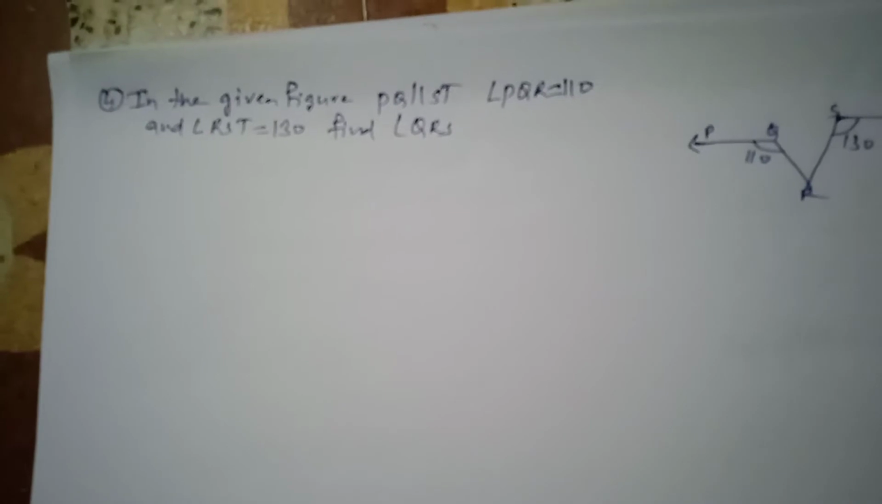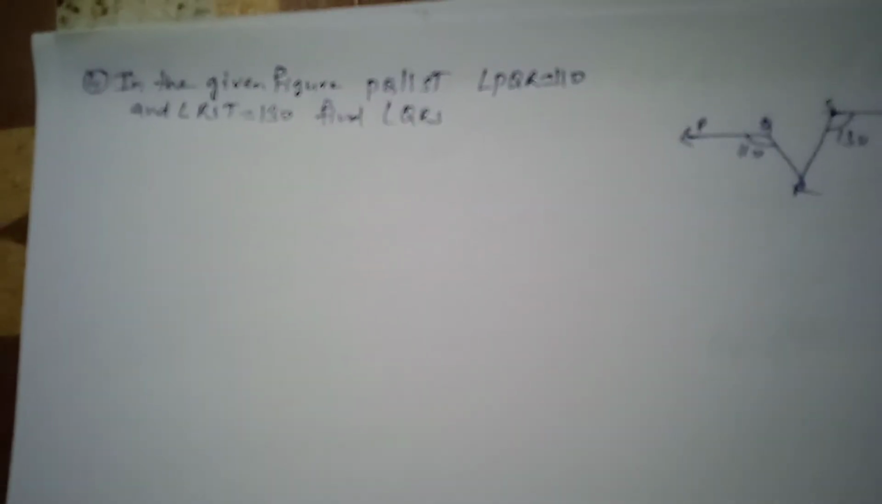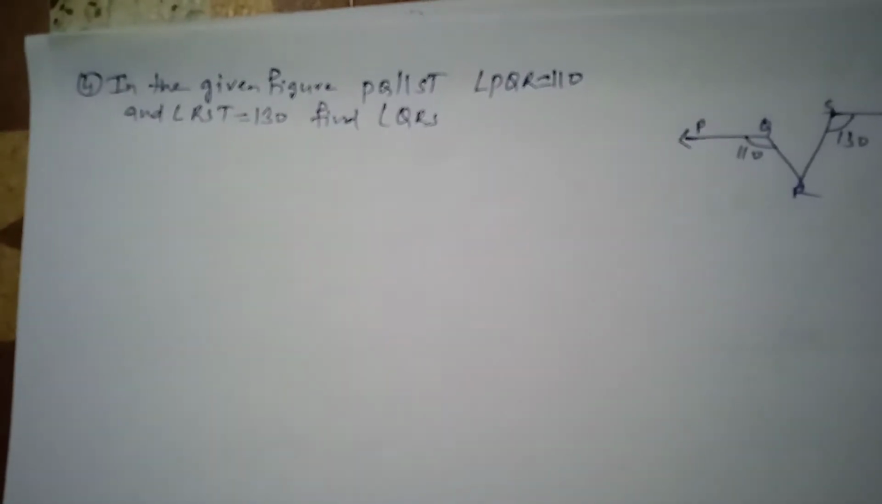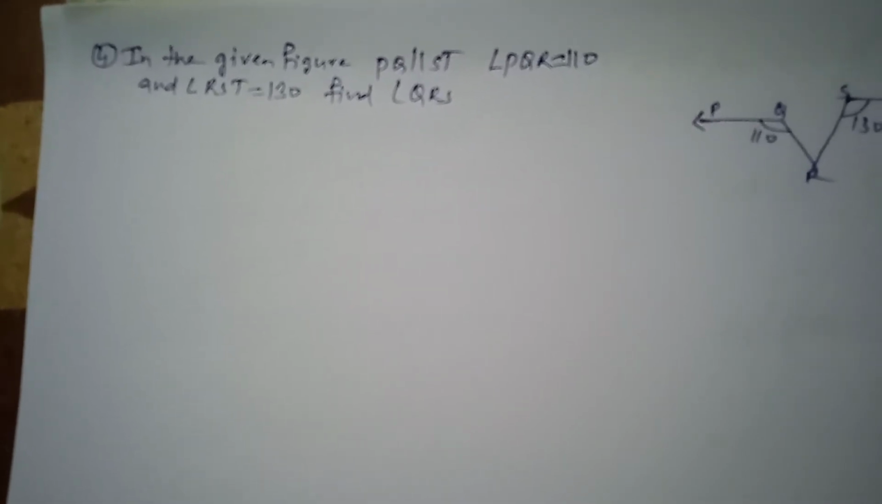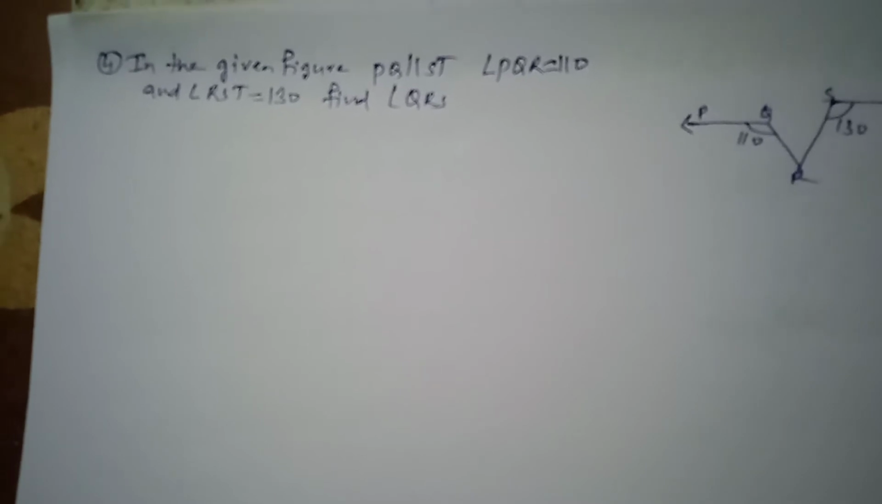In the given figure, PQ is parallel to ST, angle PQR is equal to 110, angle RST is equal to 130. Find angle QRS.